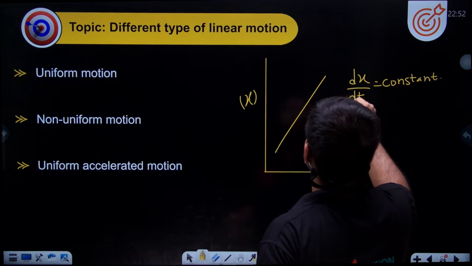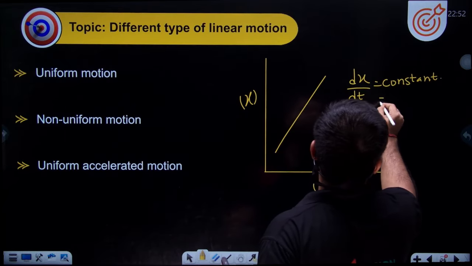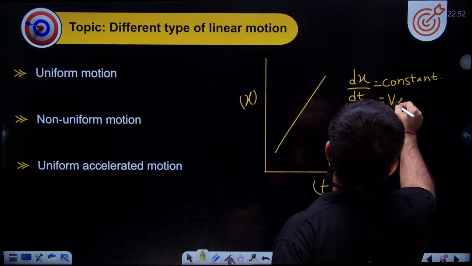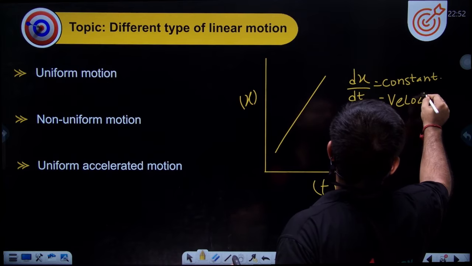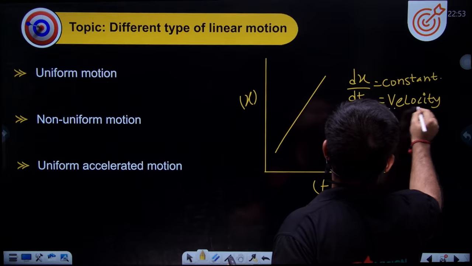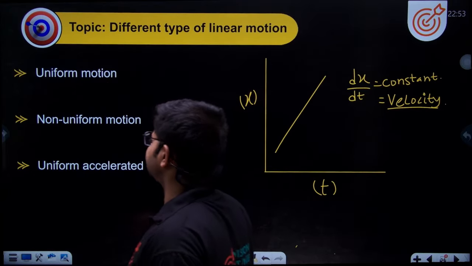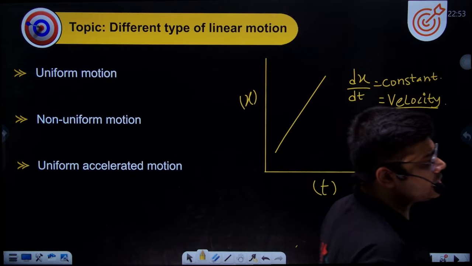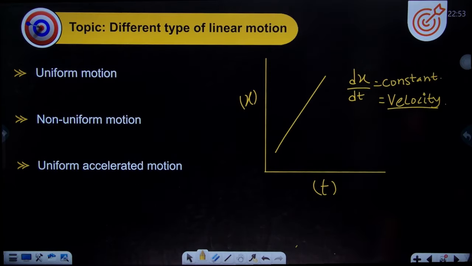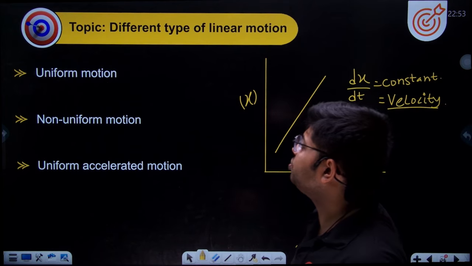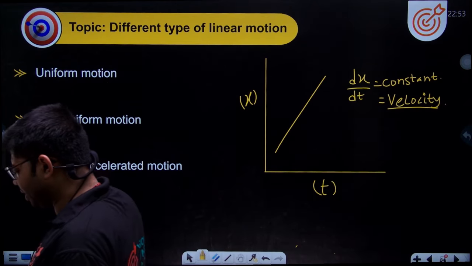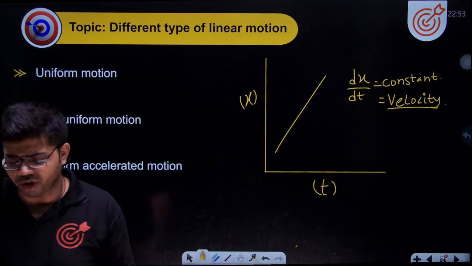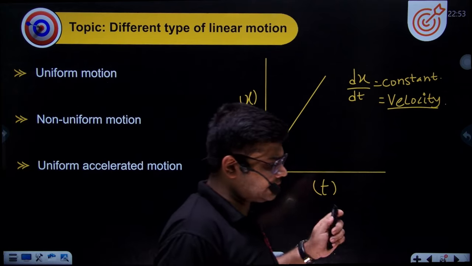For uniform motion, what is this dx/dt? This we call nothing but velocity. So velocity, the v value, has to be constant. It is moving with a constant velocity. Something moving with a constant velocity, we call it uniform motion. Now tell me one thing. Can a uniform motion be accelerated?